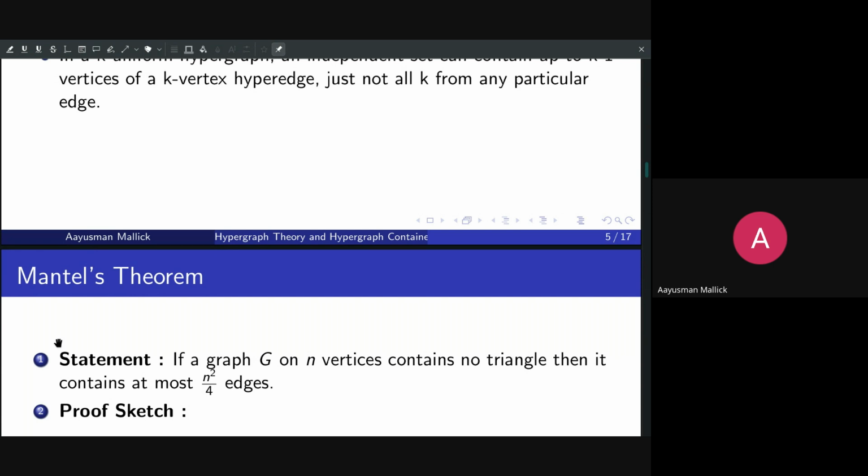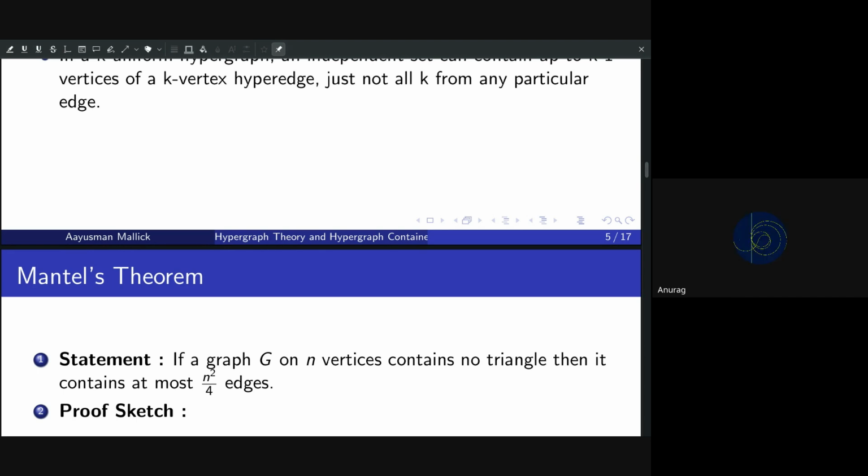The question posed was: what would be the maximum number of edges for a graph with n vertices so that it contains no triangle? And this was the answer which we concluded. Up to this, do you guys have any questions or queries or any ideas how we can proceed from here? How can we proceed from Mantel's theorem?